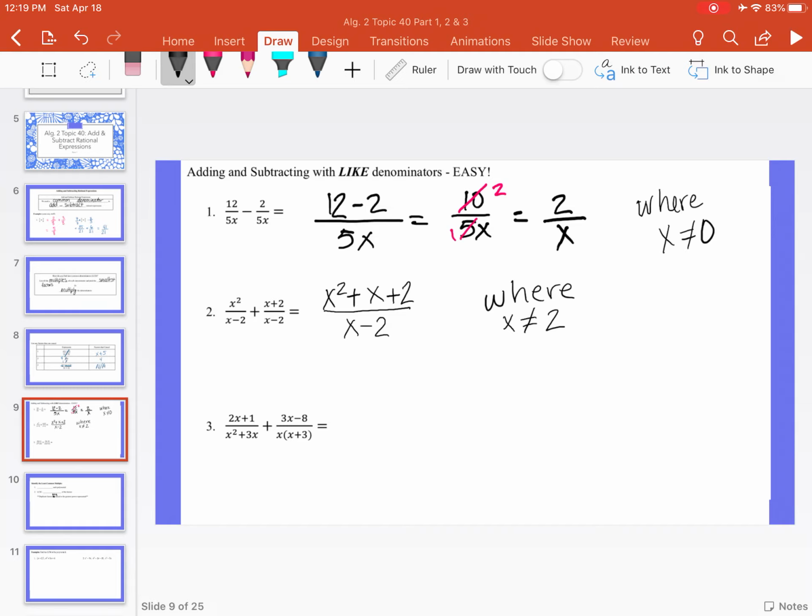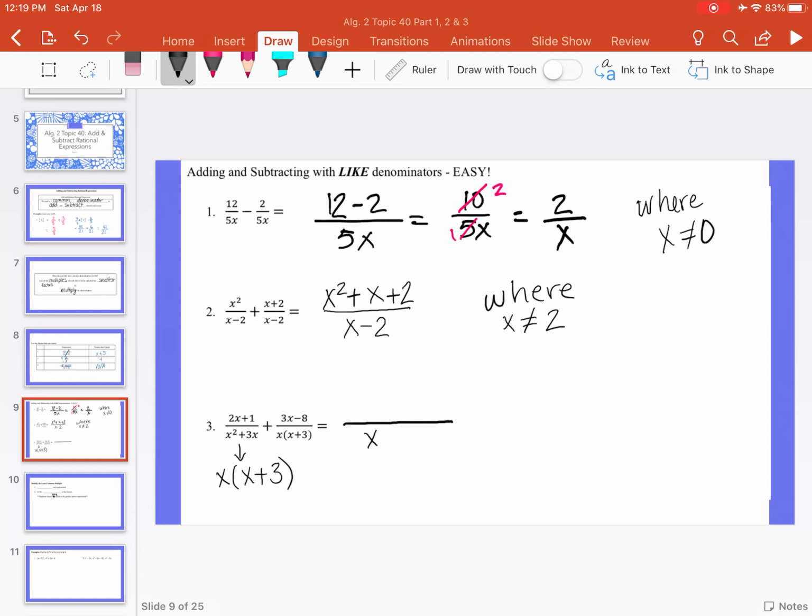If we look at our denominator, at first glance they might not look the same. However, we can rewrite x squared plus 3x as x times x plus 3. So they actually do have a common denominator. Then we can combine in our numerators.